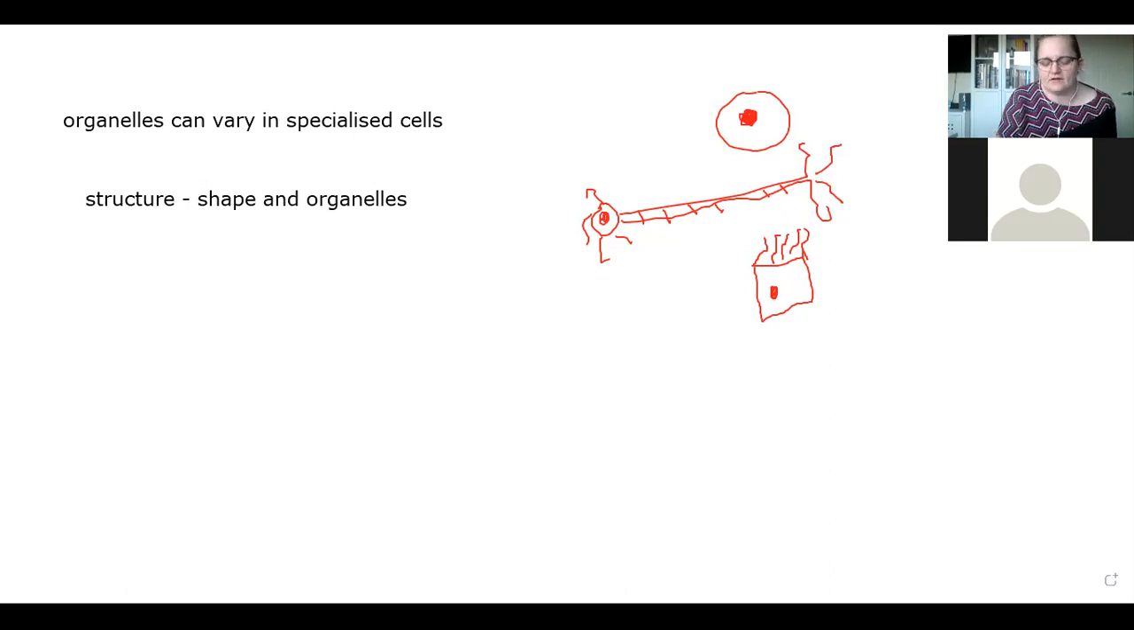If it's a cell that's going to use a lot of energy, if it's a muscle cell, for example, it's going to have tons and tons of mitochondria in there. It's going to be full of mitochondria. Whereas if it is a cell that makes lots of protein, it's going to need lots of ribosomes. An example of this would be our epithelial cells in our small intestine.